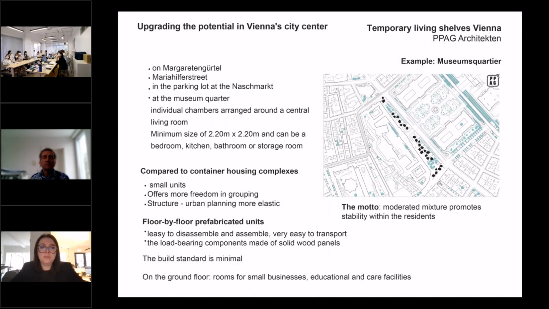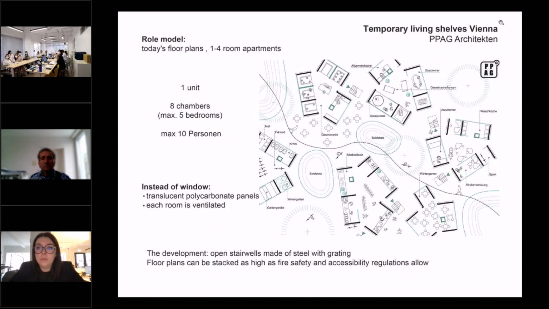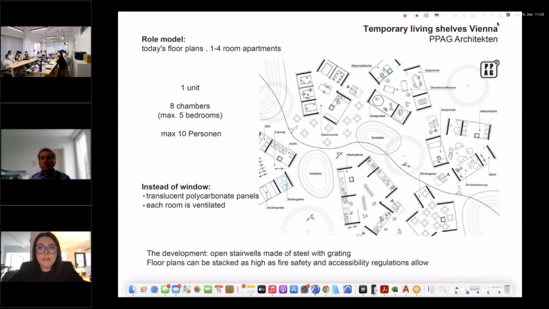This is a potential project in Vienna of temporary living from PPAG Architects.